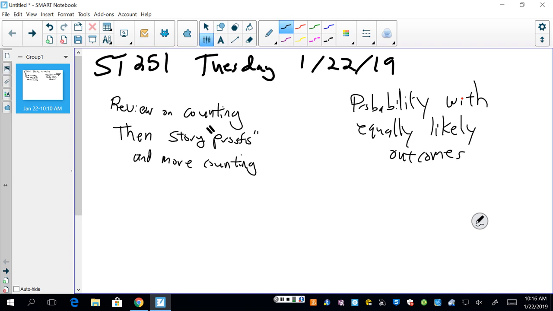And then a little bit more with counting. We're looking at probability with equally likely outcomes, so that was a motivation for doing a lot of this counting. If we can count all the outcomes that are possible and they're equally likely, and if it's reasonable to believe that, then we can count the number of outcomes that are consistent with some event or some subset that we're interested in and get a probability for that.